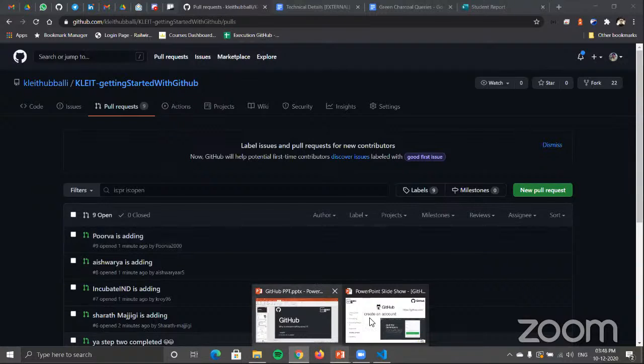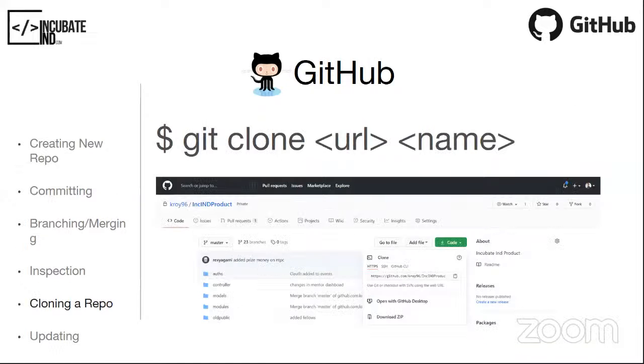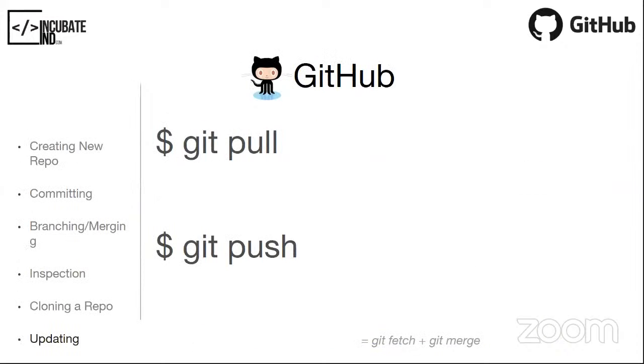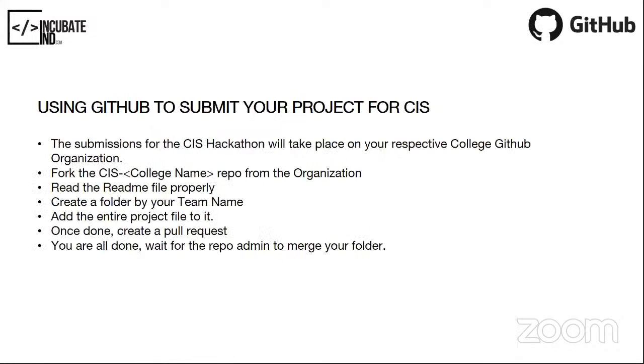Now, till the time anyone has any query, I'll just move to the presentation to check whether we have completed the tasks. We have done git clone. We have forked a repository. We have generated pull and push as well. We have generated the pull request, and we have completed the entire steps.